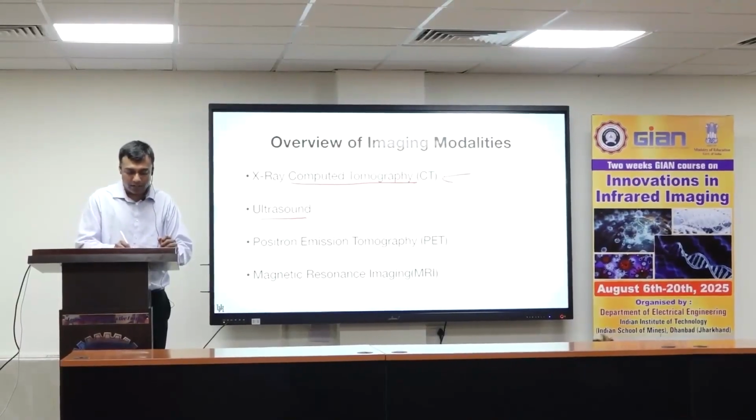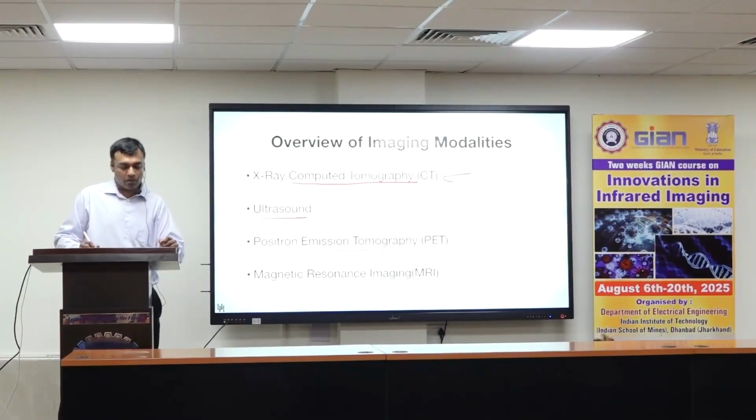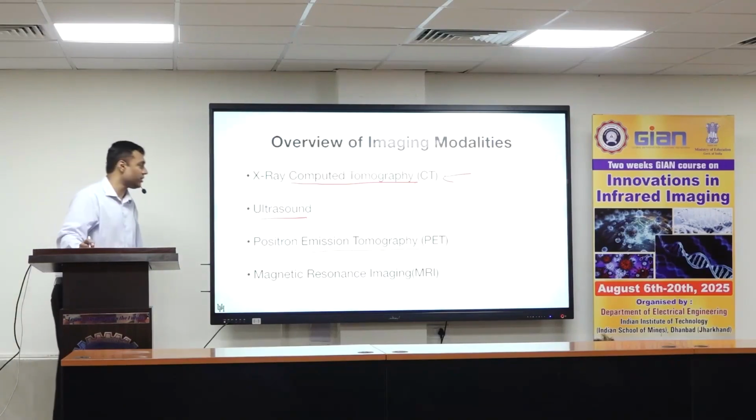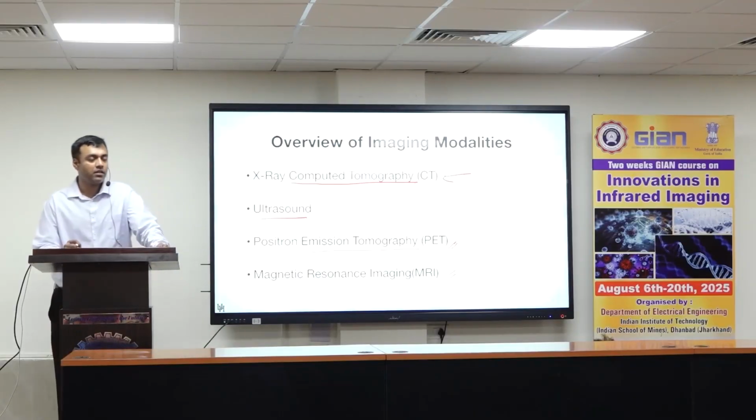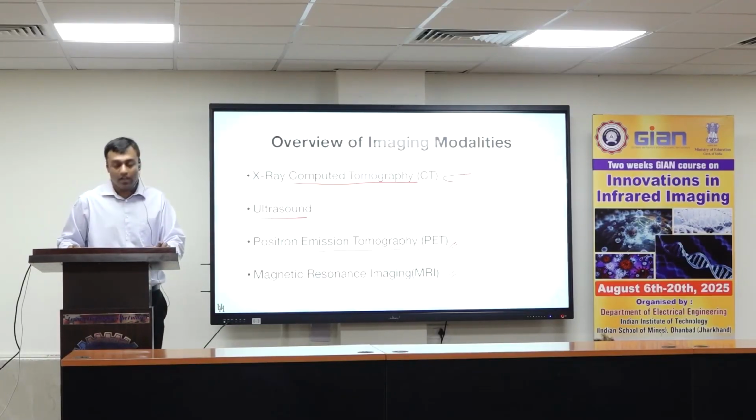Okay, and then the third one is what's called positron emission tomography. It's a completely different way of getting images from inside the body. This uses radioactivity, as you will see. Okay, and the next one is what's called MRI, magnetic resonance imaging. Okay, that's also like it uses magnets.